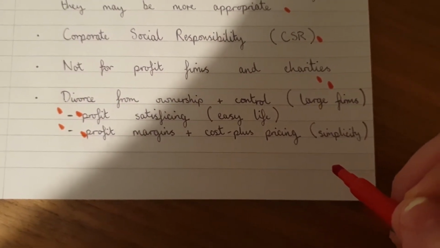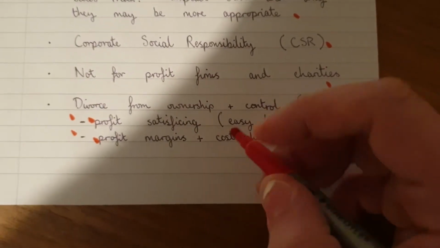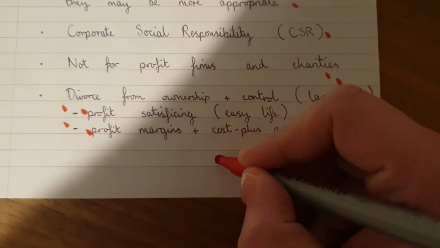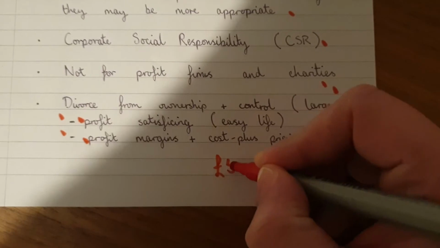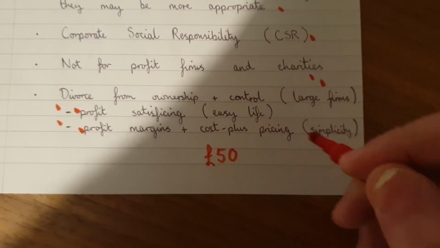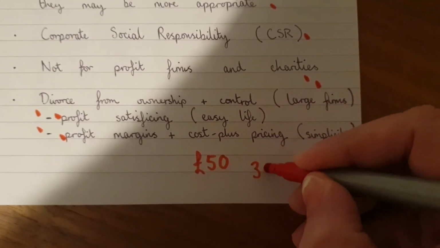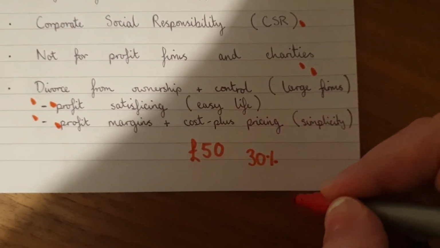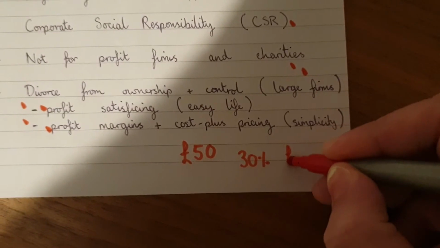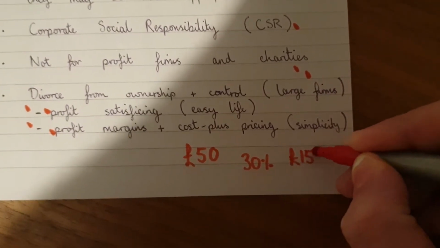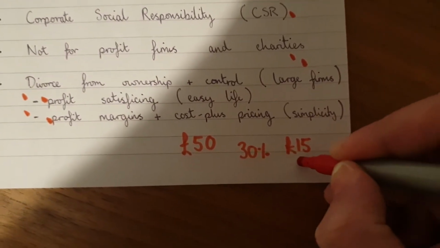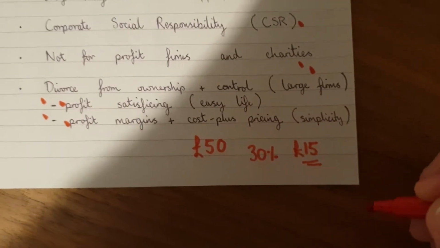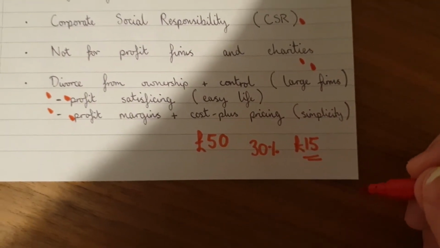and also for people to understand. So for example, let's say your price is £50, and you say we make 30% profit, so 30% is our profit margin, that means £15. So 30% of 50 is 15. £15 of that £50 would be profit.